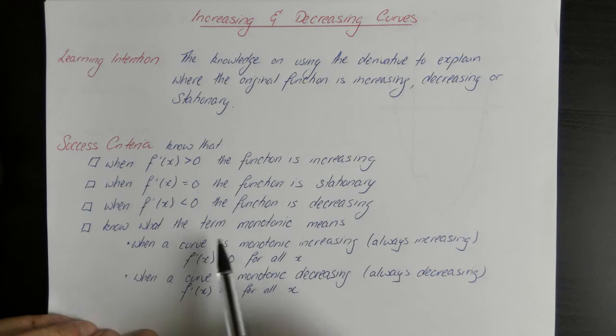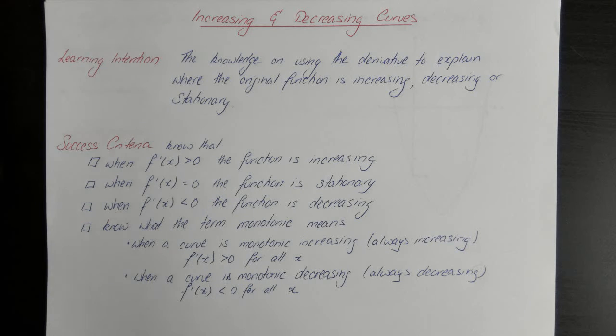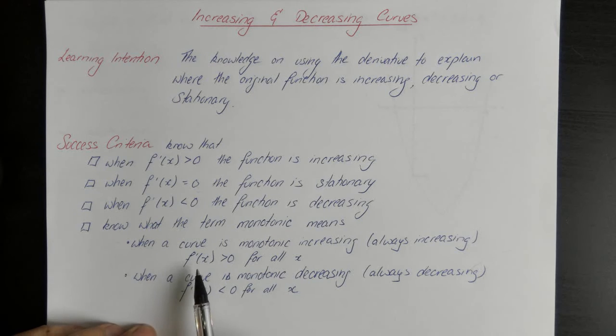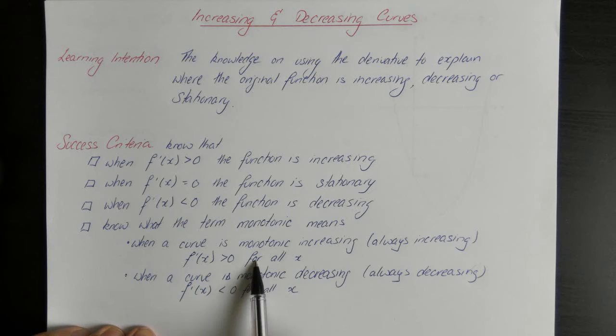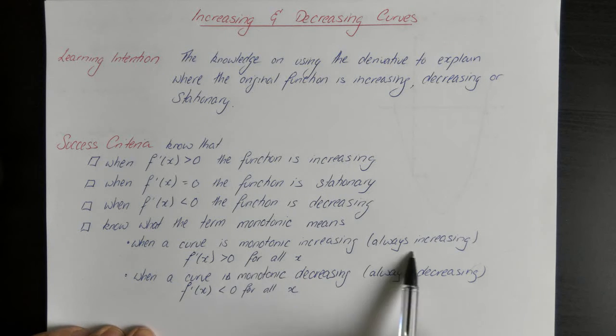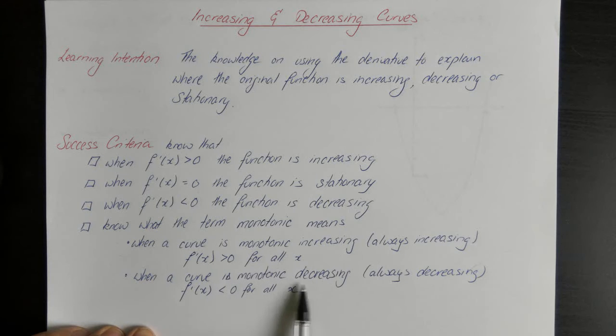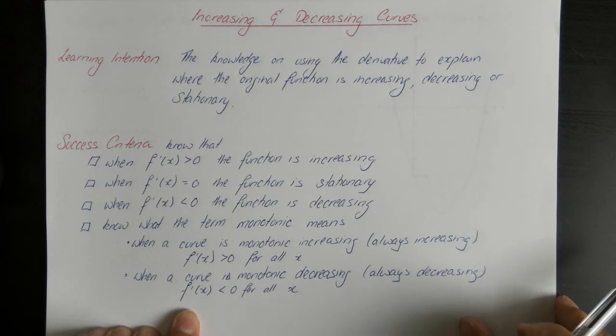We need to know what the term monotonic means. If the curve is always monotonic increasing, that means f dash of x, the first derivative, is greater than 0 for all of x. So monotonic is when it's always increasing, or always decreasing. You can have a monotonic decrease, and that's when the first derivative is less than 0.